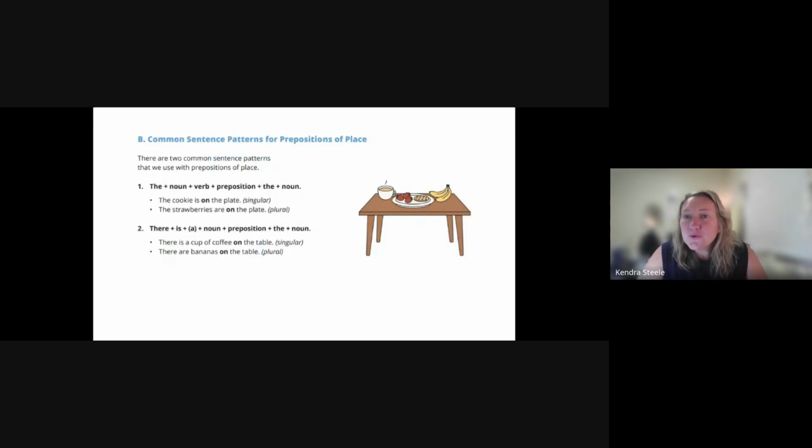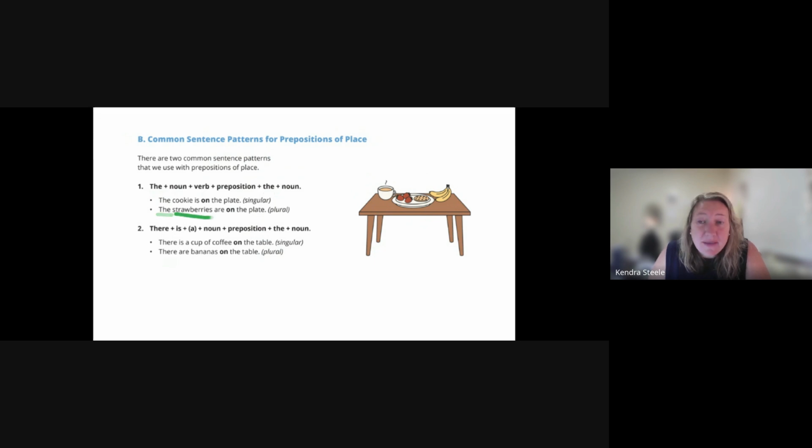So there are two common or popular ways to make a sentence when you are using prepositions of place in English. Let's take a look at those. The first one is the plus your noun, verb, preposition, plus the and another noun. Let's look at some examples. The cookie is on the plate. Okay, here's the cookie. The cookie is on the plate.